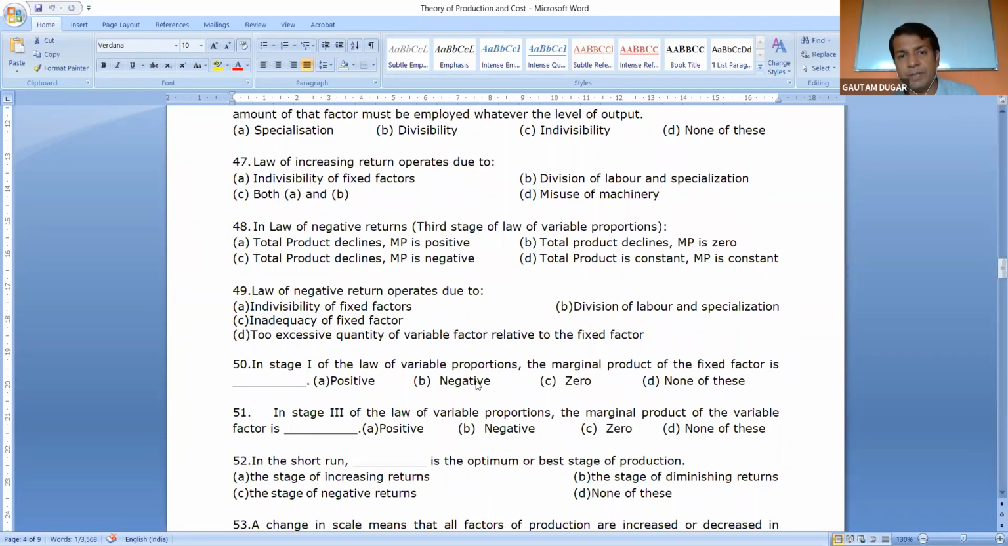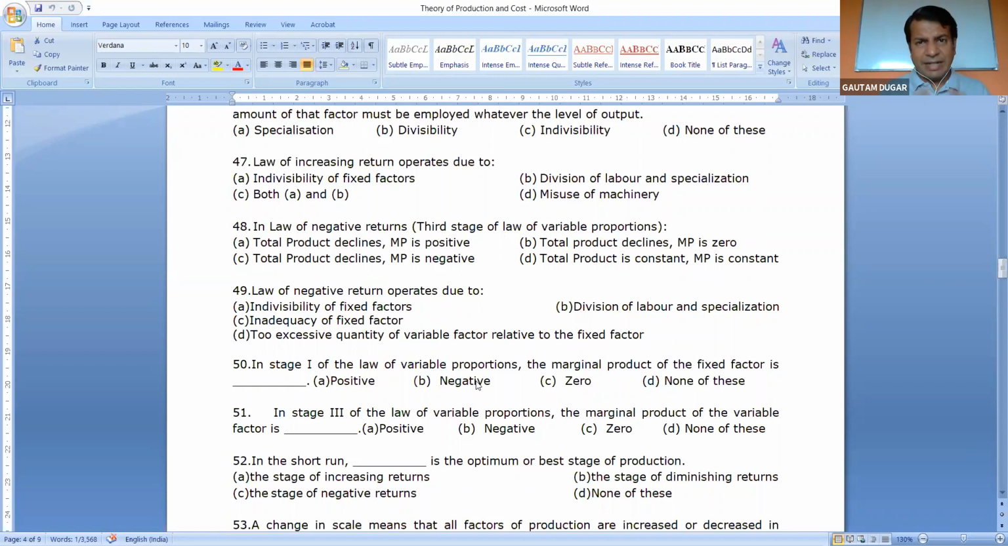So in the third stage, what happens? Yes, many answers. 48. Yes, option C. Total product declines and MP is negative. That is 48, that's correct. 49. The law of negative returns operates due to, in the third stage, why does it happen?